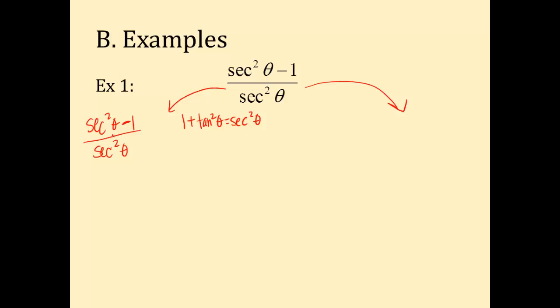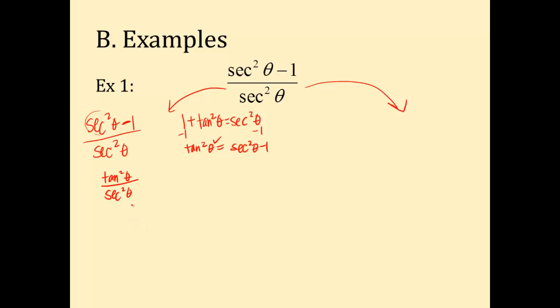It's not exactly what I have here. However, if I subtract a 1 from both sides, I will get that. I'll have tangent squared of theta equals the secant squared of theta minus 1. Now this will match, and I can replace all of this on top with the tangent squared. So that's what I'm going to do. Tangent squared of theta over the secant squared of theta.